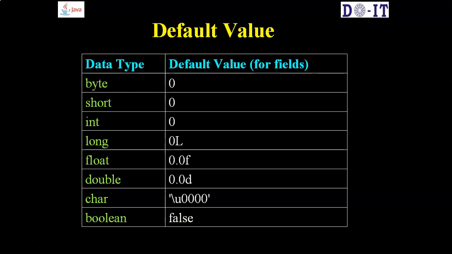There are 8 of them. There are 6 numerical types and 2 other types. One is character, the other is used for Boolean true or false.